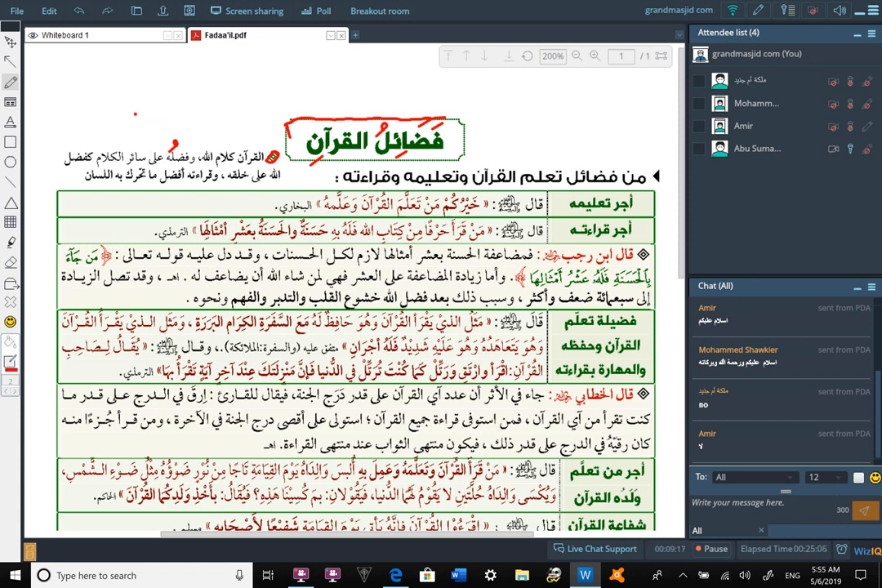Sa'iri means the rest of, or the remainder of, anything else. Ala sa'iril kalam, upon the rest of speech. Al-Qur'an kalamullah, the Qur'an is the speech of Allah. Wa fadluhu ala sa'iril kalam, and its virtue over the rest of speech. Ka fadlillahi. Ka is a particle of jar. It's a harf jar. It's going to make fadl here majroor.